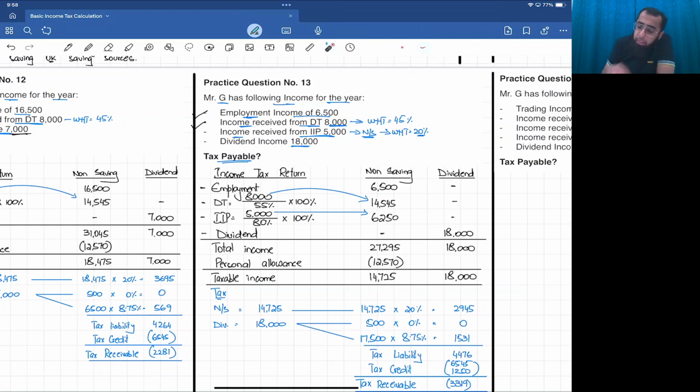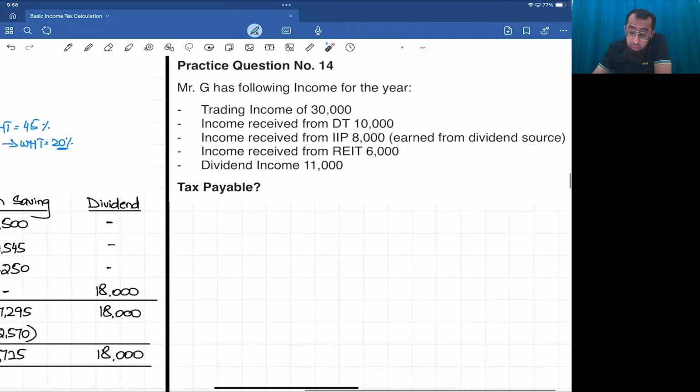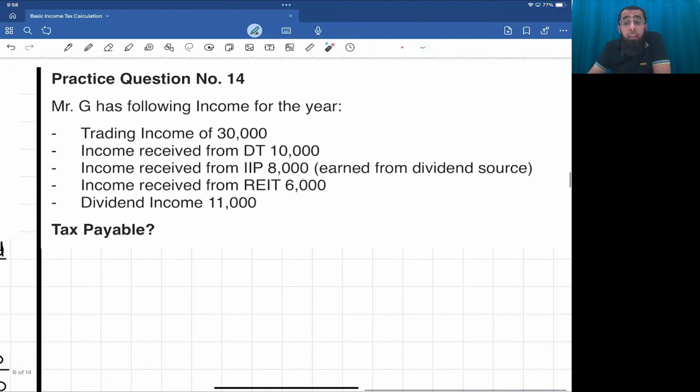Okay, let's apply it in two more practice questions and you will get a better idea of how exactly you have to deal with things. Let's look at it. Practice question number 14. Okay, so let's look at this question. Mr. G has following incomes for the year. Trading income 30,000. Income received from discretionary trust.